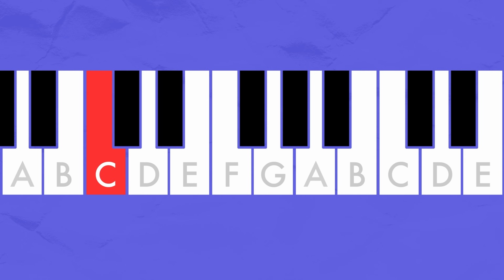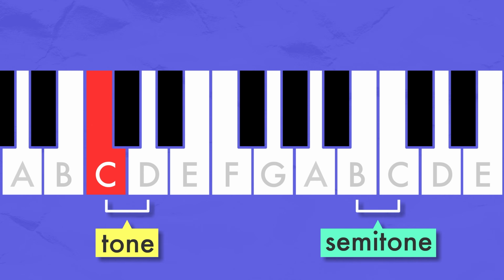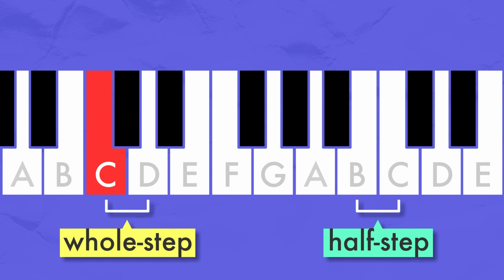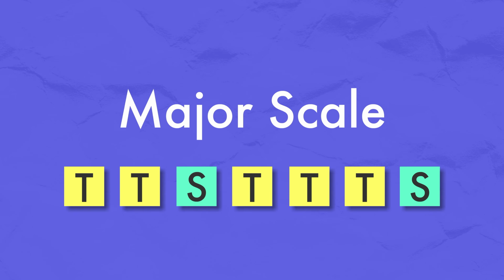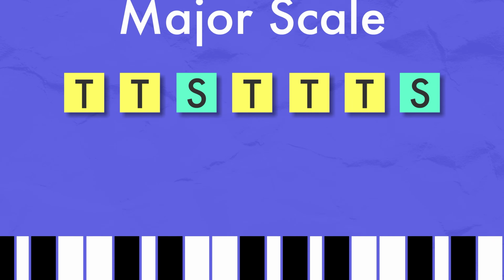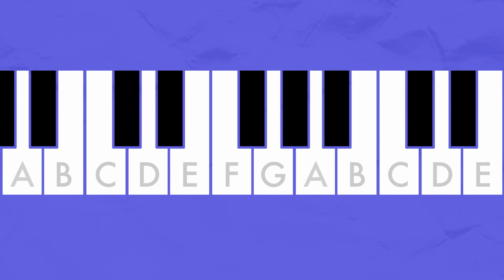Starting from the tonic, we can apply a pattern of tones and semitones, also called whole steps and half steps, until we reach the octave, selecting the notes that we land on in the process. The formula for a major scale is tone, tone, semitone, tone, tone, tone, semitone. So let's start on C and use this formula to form our major scale.